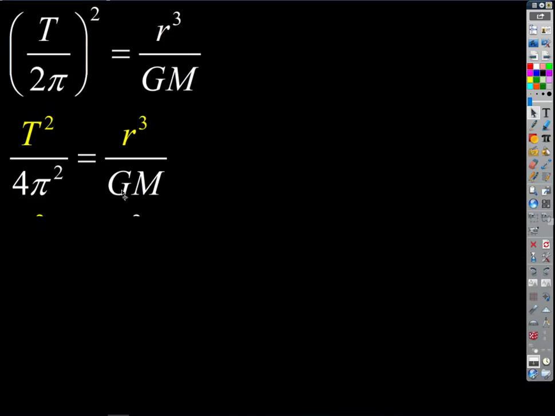G is the universal gravitation constant. And the mass of the gravitational center is not changing, right? We're assuming that we're going to talk about satellites around the Earth or the Sun, and that's the comparison we're going to make. So the mass of the gravitational center is going to be fixed. We're going to have one gravitational center, and we're going to compare the trajectories of different satellites around it. That's the whole point of Kepler's law.